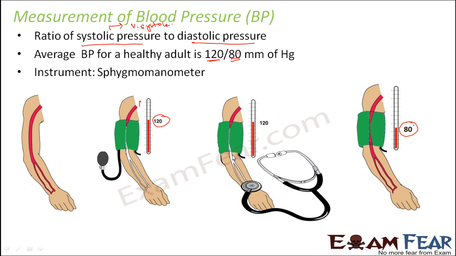So when you press it extremely hard, what happens? The blood is not able to flow through it because you have actually pressed the blood vessels so tightly. As you release it, then the blood starts to flow and you get the diastolic pressure. So this is how you measure blood pressure.